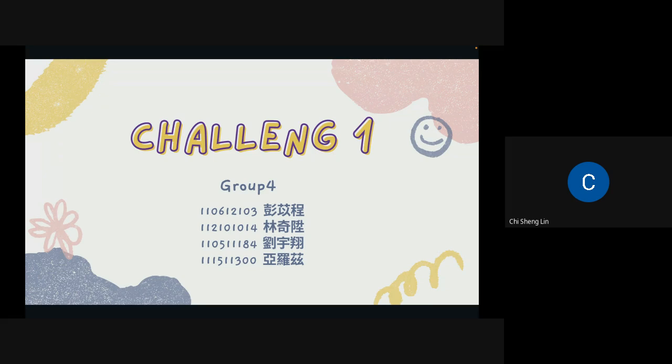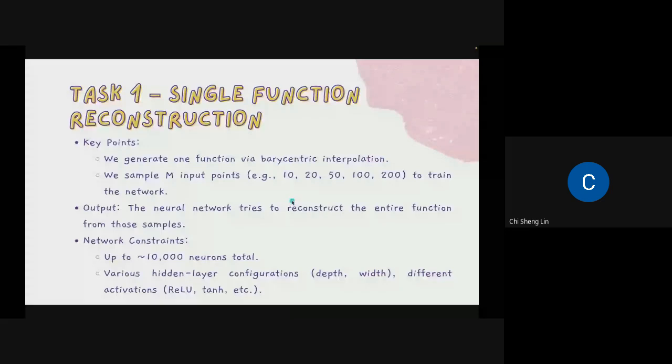Okay, I'll go directly to task 1. In task 1, we generated one barycentric interpolated function, and I used the cosine function, and we then sampled it at m points, where m could be 10, 20, 50, up to 200. We fed these sampled points into a neural network, asking it to predict the full function. We also tested different depths, widths, and activation functions.